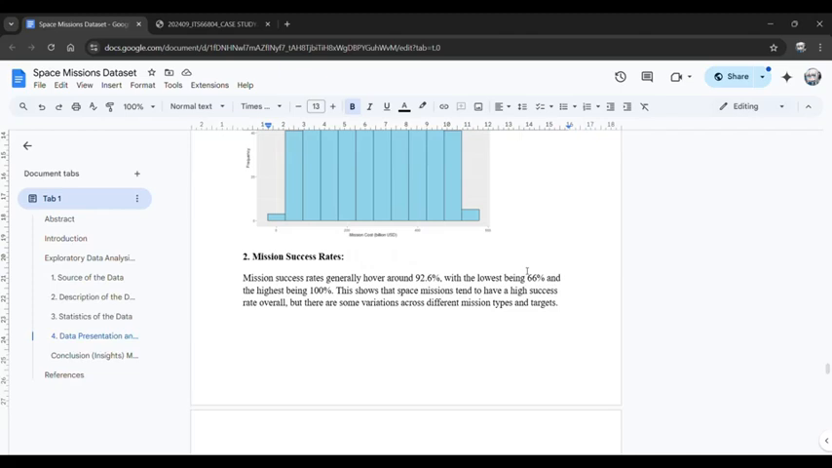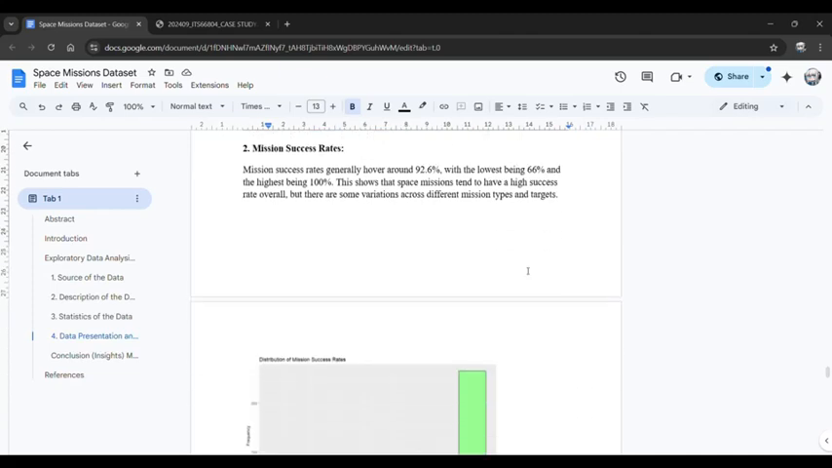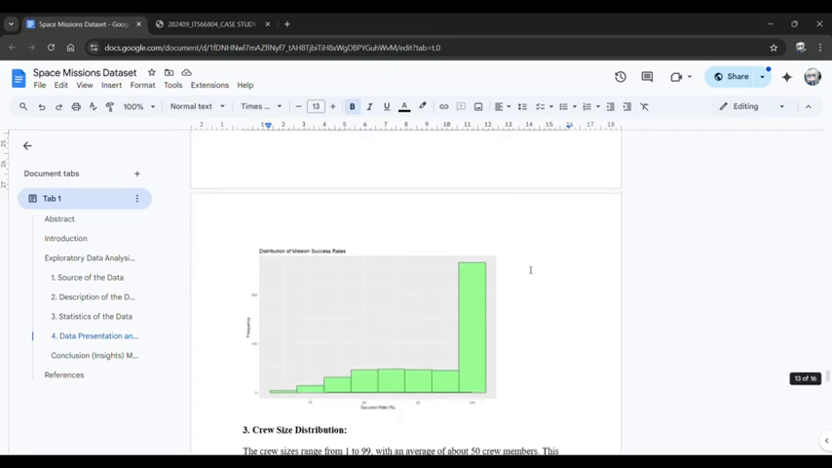And the second one will be mission success rate. The mission success rate generally hovers around 92.6%, with the lowest being 66% and the highest being 100%. This shows that space missions tend to have a high success rate overall, but there are some variations across different mission types and targets. This means that different mission types will affect the success rate of the space mission.